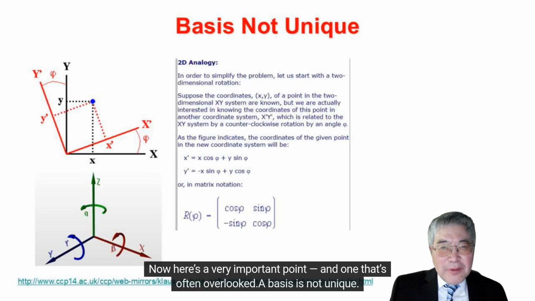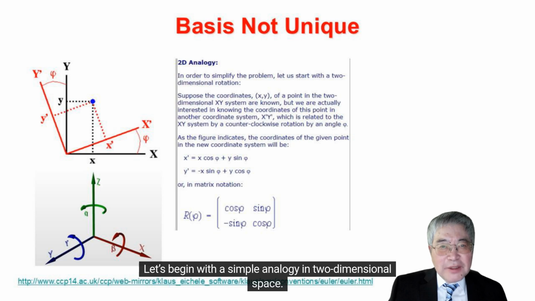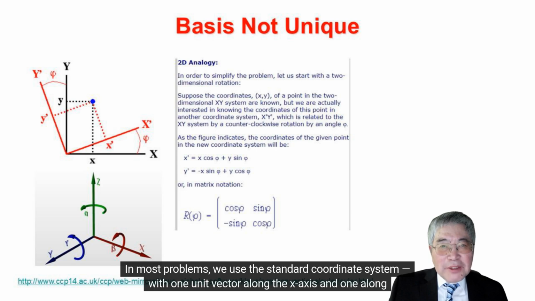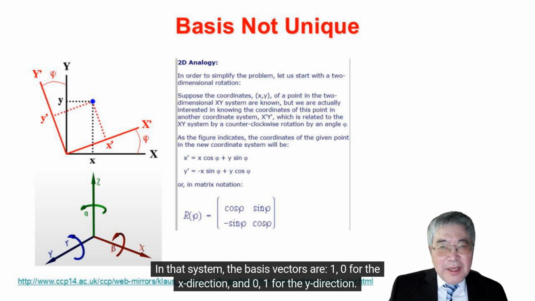Now here's a very important point, and one that's often overlooked. A basis is not unique. Let's begin with a simple analogy in two-dimensional space. In most problems, we use the standard coordinate system, with one unit vector along the x-axis and one along the y-axis. In that system, the basis vectors are 1, 0 for the x direction and 0, 1 for the y direction.